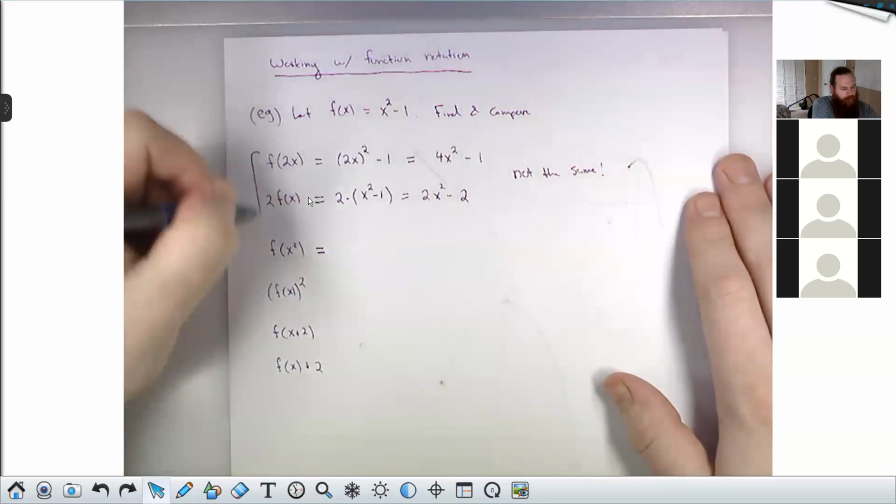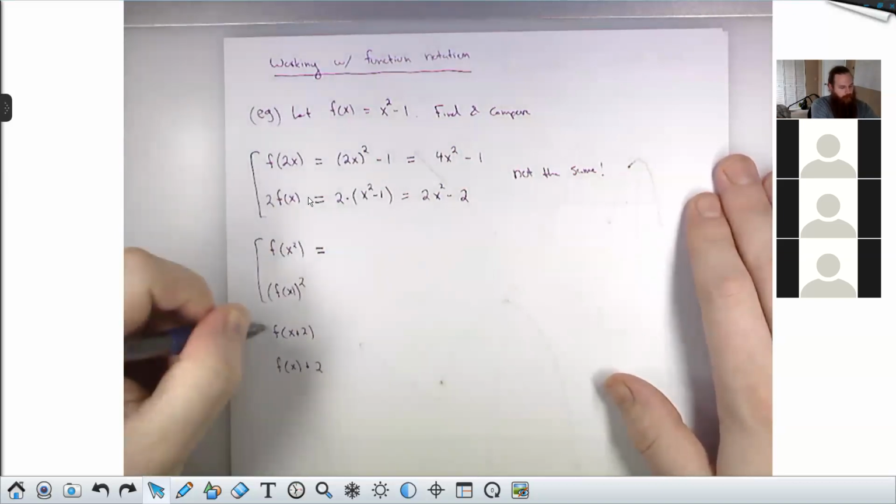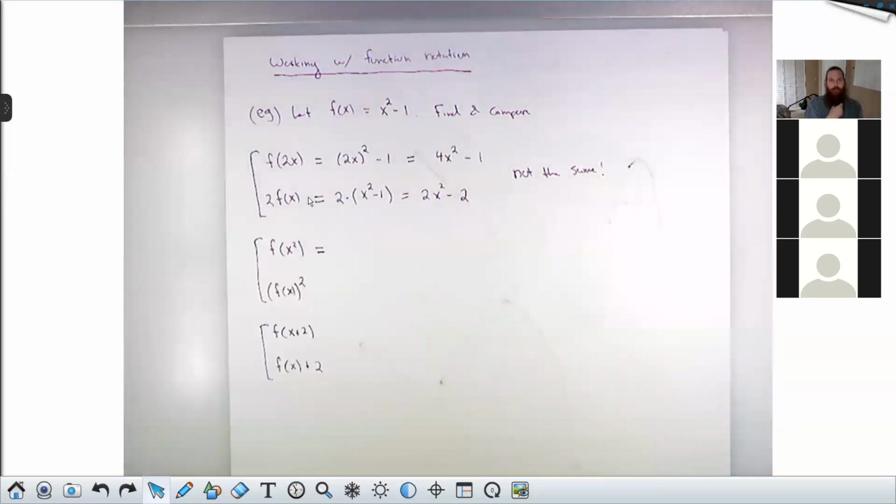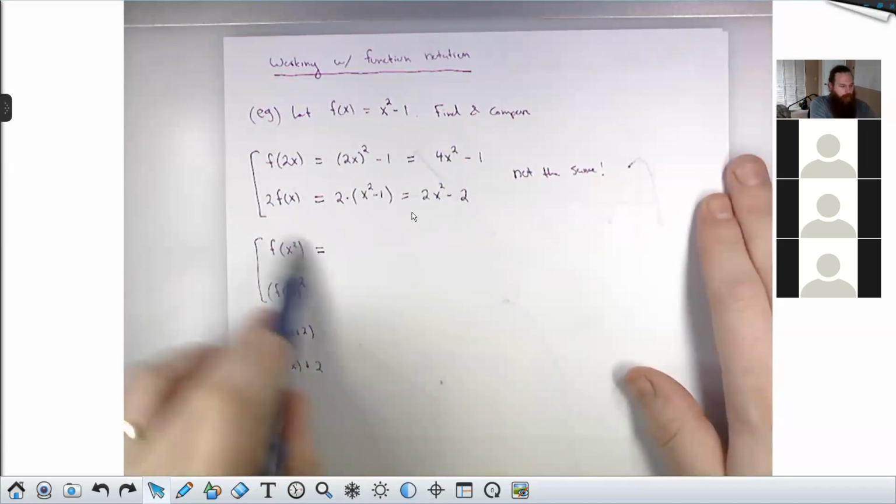Questions about this first piece? Is everybody comfy with why that first guy became this and why that second guy became this? Okay, so if there aren't any questions, I'm going to move to this second guy now.